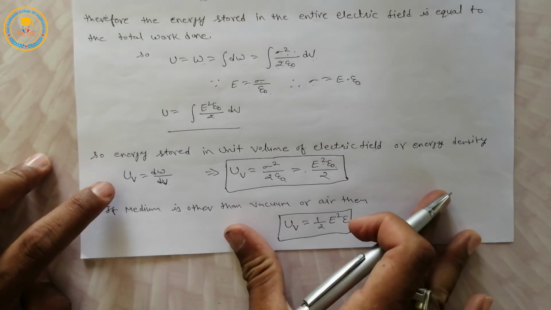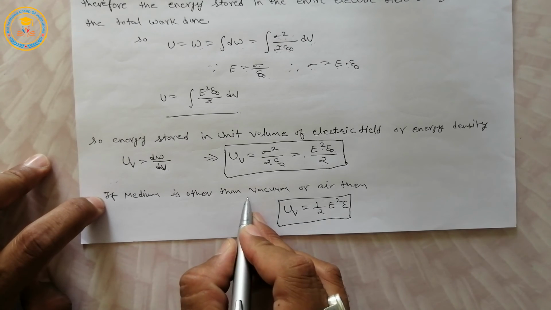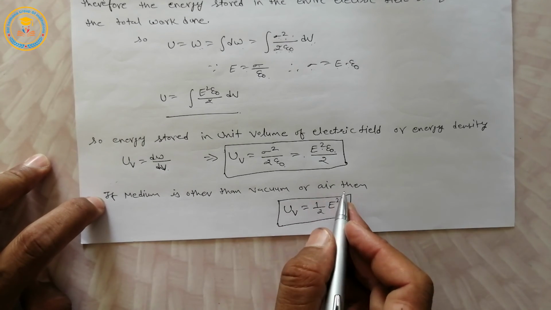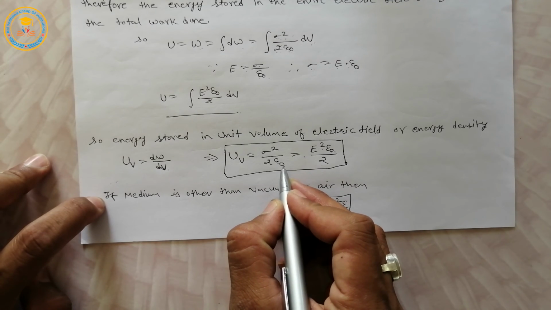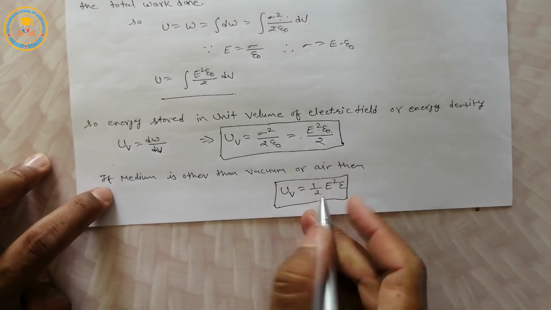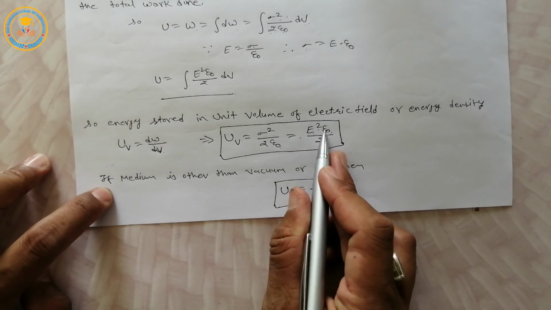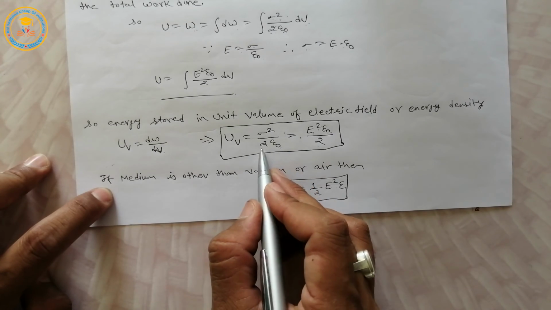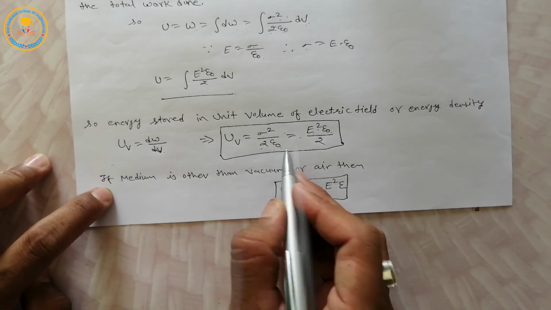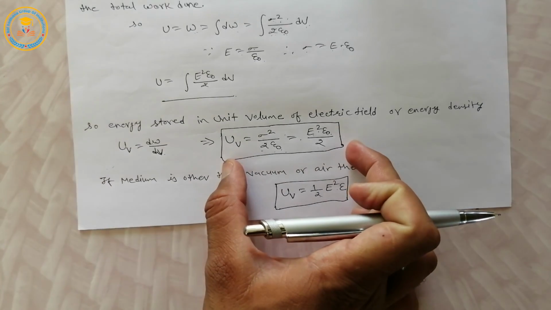Okay, if the medium is other than vacuum or air, then we can replace epsilon naught by epsilon. So UV is equal to 1 by 2 E square epsilon, or sigma square upon 2 epsilon. This is for a medium and the earlier one is for vacuum or air.